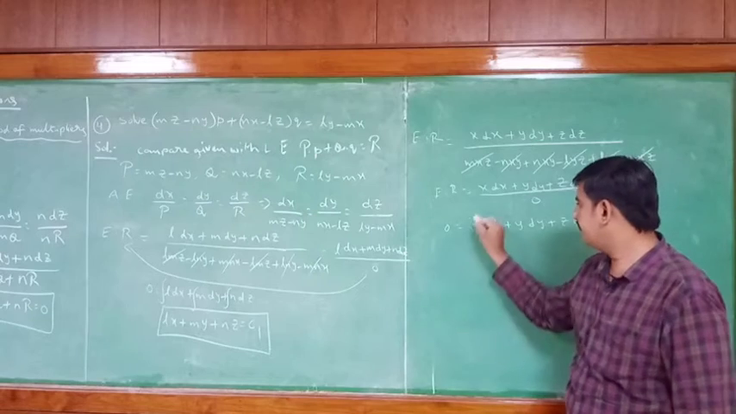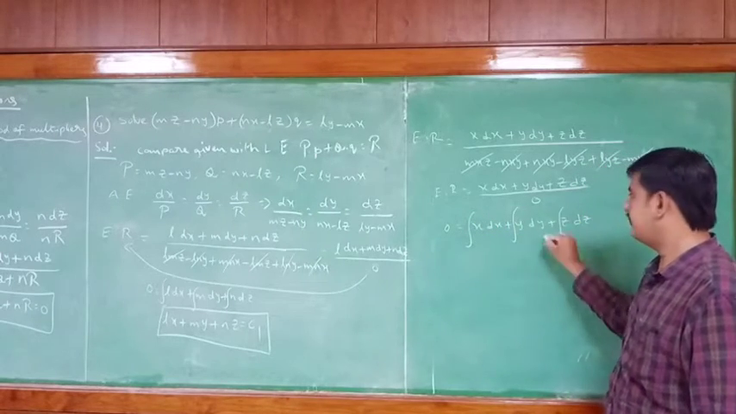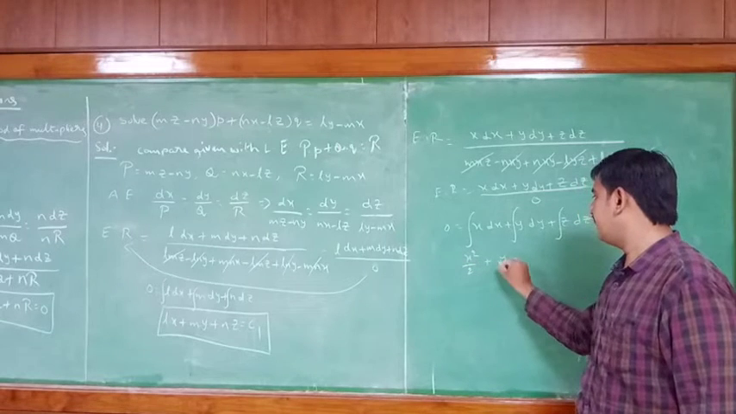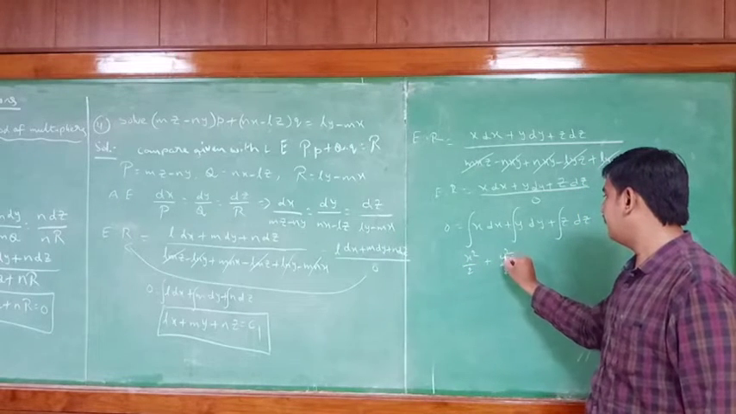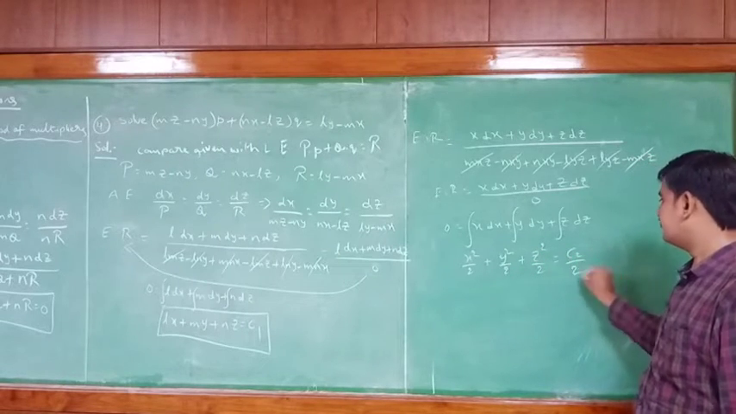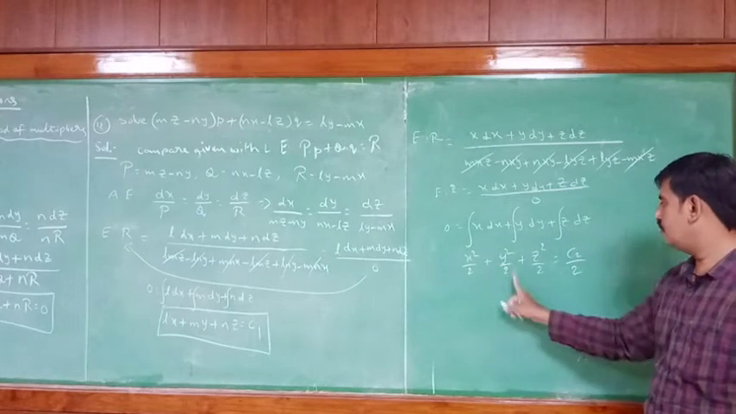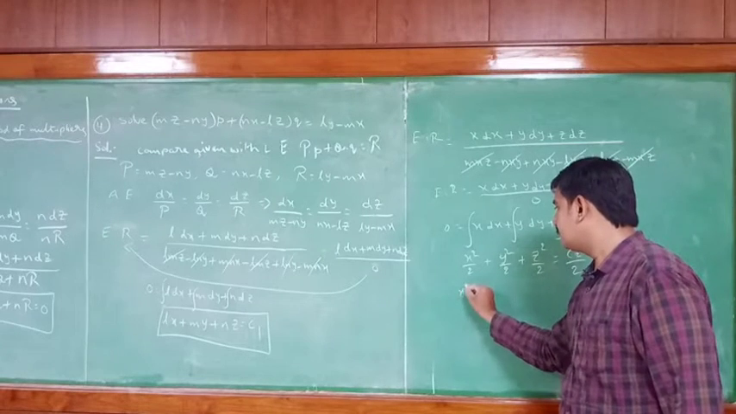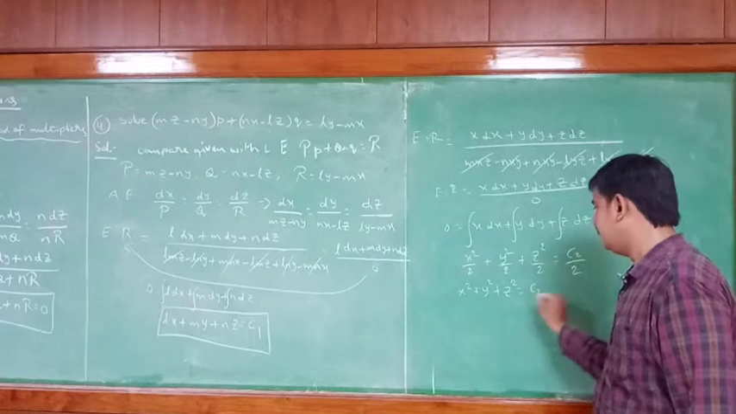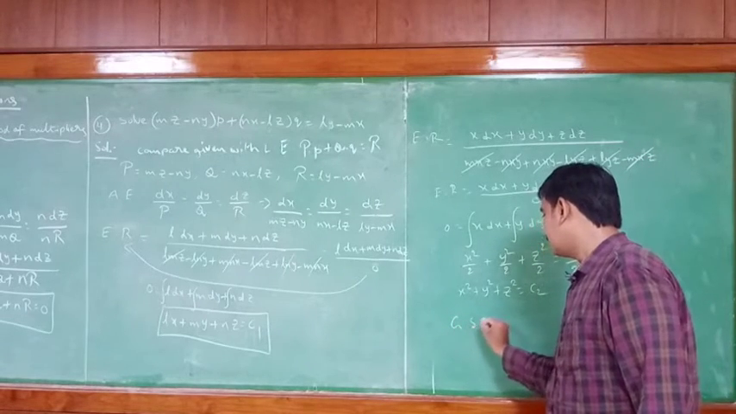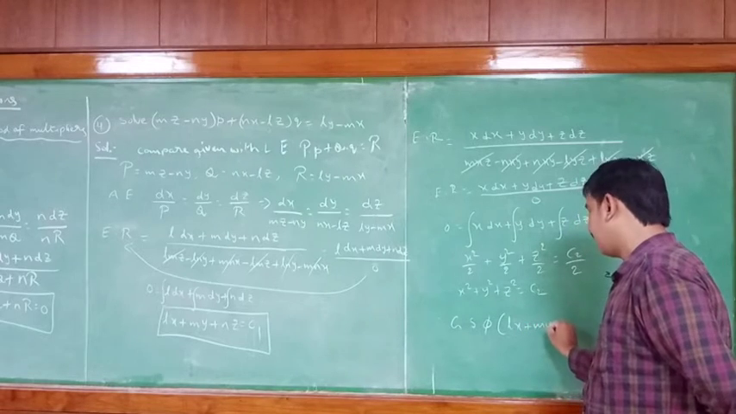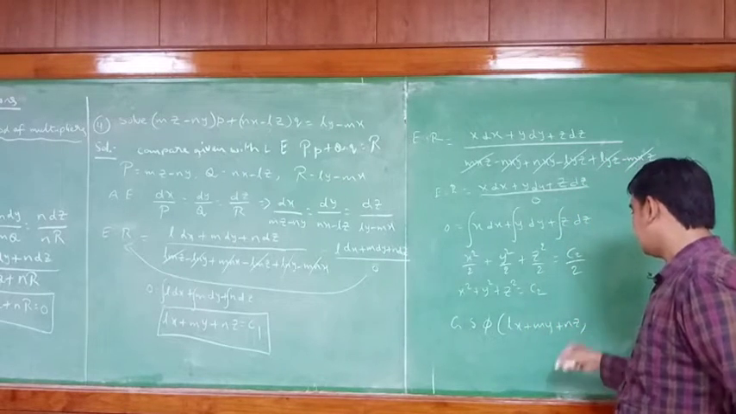Now what we have to do? We need to integrate here. If I integrate here, integration of x is what? x square by 2. Integration of y is what? y square by 2. Integration of z is what? z square by 2. Take the constant as c2 by 2. 2 got cancelled. So x square plus y square plus z square is equal to c2. So therefore the general solution phi of c1, what is my c1? It becomes lx plus my plus nz, comma c2.